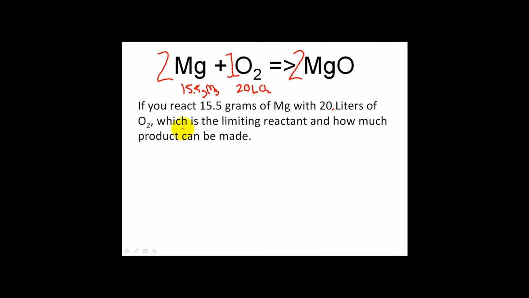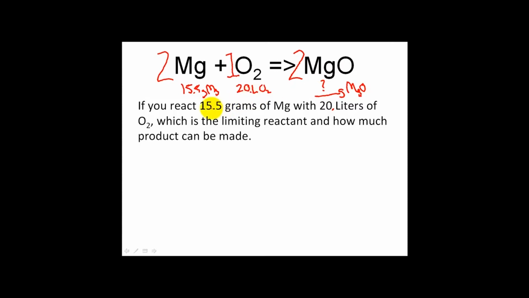Which one of my reactants is the limiting reactant? And also, how much product can be made? Okay, so I'm looking for product. We're going to identify magnesium oxide in grams because it ends up being a white powder, so we'll measure it in grams. So I'm starting off with 15.5 grams of magnesium. I'm also starting out with 20 liters of oxygen, and I want to find out which one of these will limit the amount I make of this. And when I do, how much do I make?